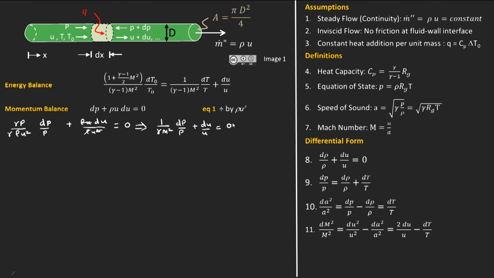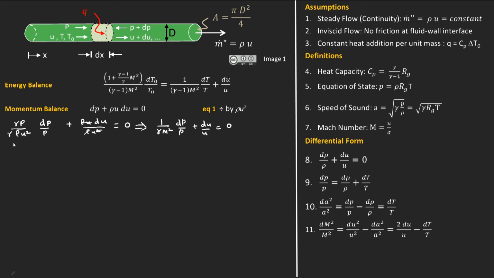Right. We managed to simplify the momentum equation down into the differential forms that we like, but again we have pressure, which is not related directly to the Mach number as of yet. To get rid of pressure, what we'll do is look at the differential form of the equation of state and say that we can substitute for dp over p in terms of this equation, which is in terms of d rho over rho and dt over t.